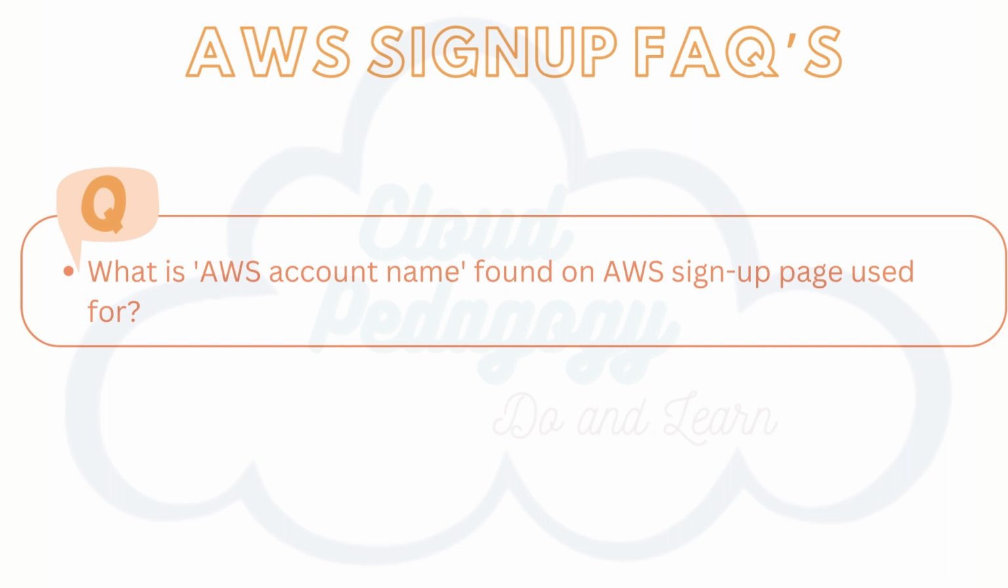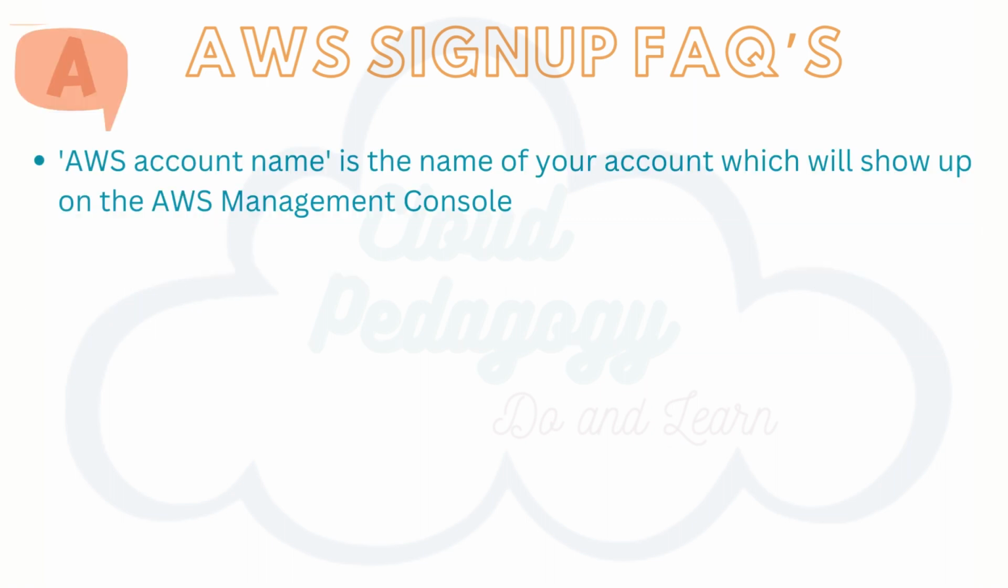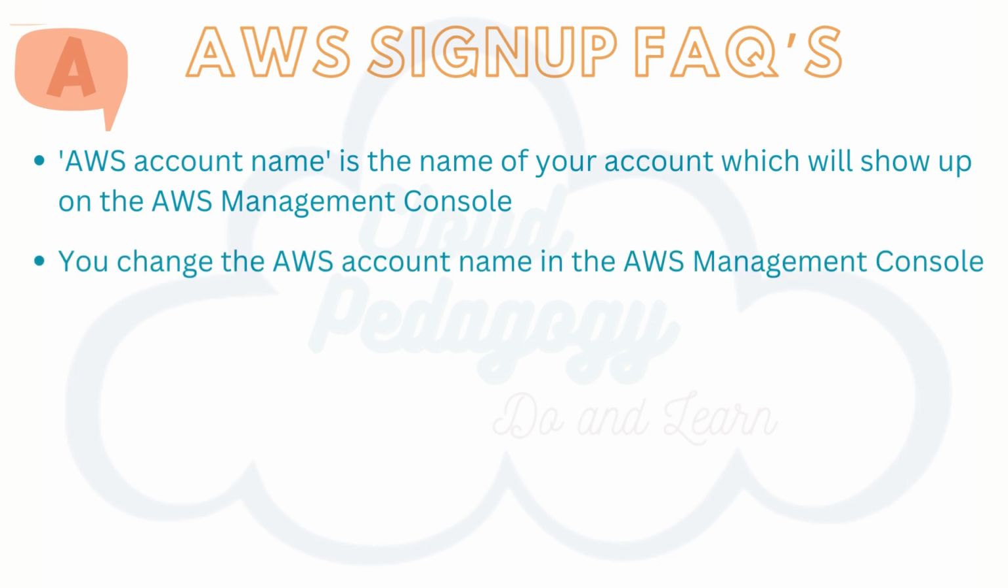Next, what is AWS account name found on AWS signup page used for? AWS account name is the name of your account which will show up on the AWS management console. It is possible to change the AWS account name later in the AWS management console if you choose to.